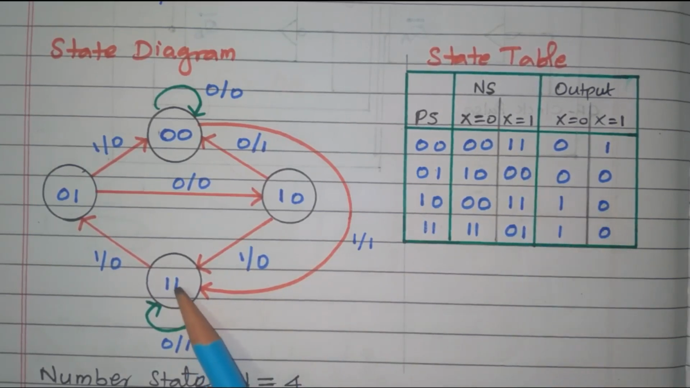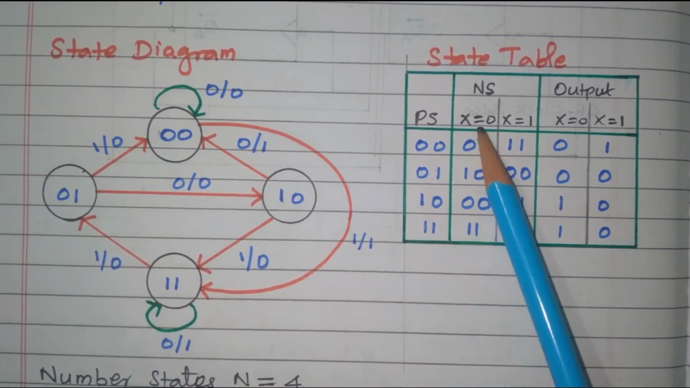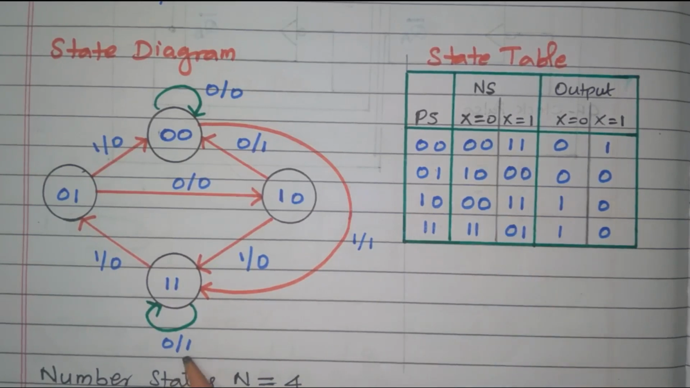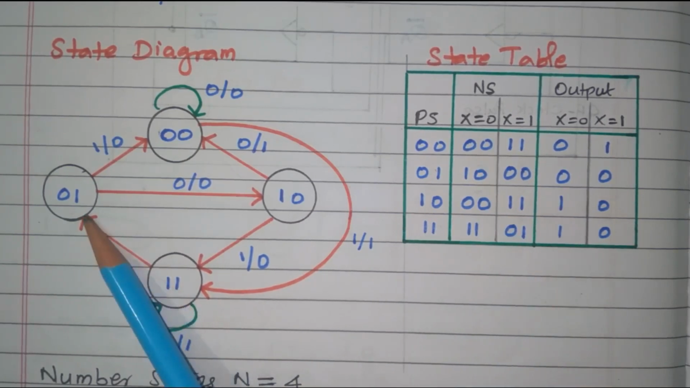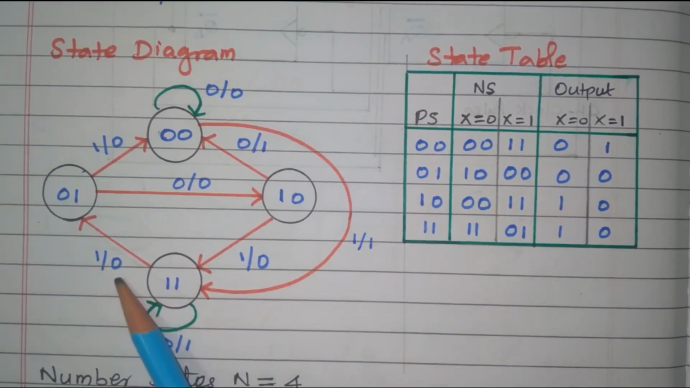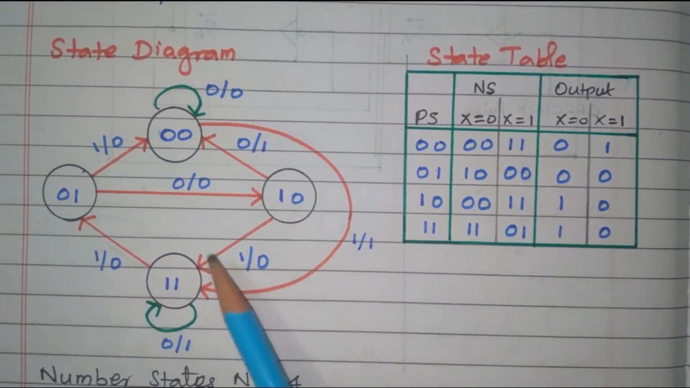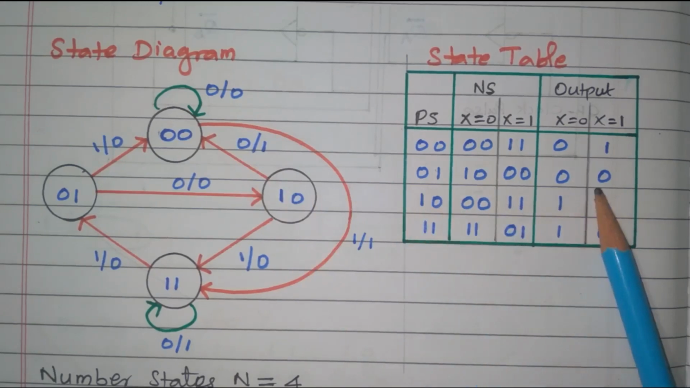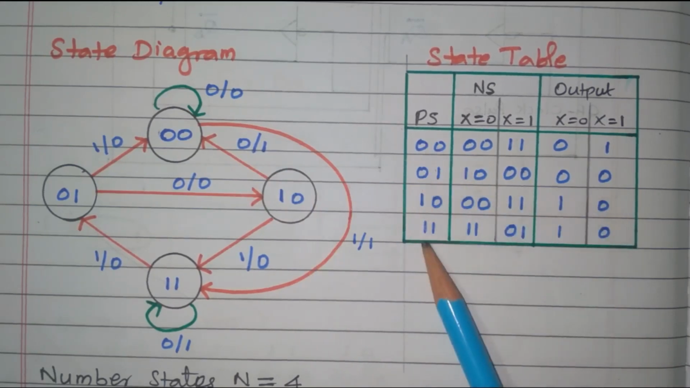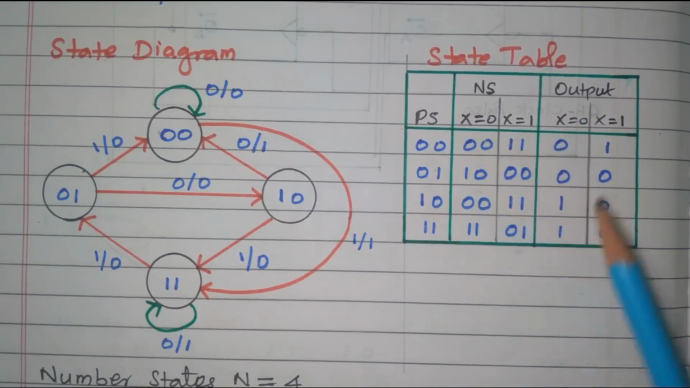Right. The last one. 11 goes to 11 itself. For input equal to 0, output is 1. 11 goes to 01. What is the input? Input is 1, output is 0. Right. So from the state diagram, now we have developed the state table. This is the present state, the next state for x equal to 0 and x equal to 1, and the output for x equal to 0 and x equal to 1. Now, we need to design the D flip-flop.